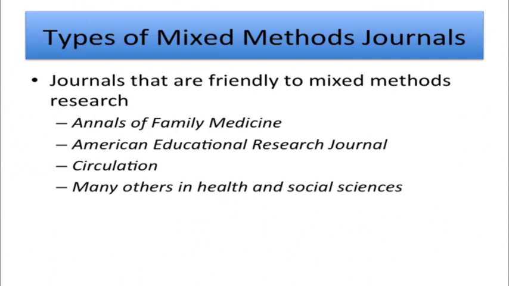The third category would be journals that I see as being friendly to mixed methods research. Now, this list of journals is growing all of the time. Some that come to mind immediately would be the Annals of Family Medicine, the American Educational Research Journal, even journals in cardiology like Circulation, and many other health and social science journals. These are journals that are publishing mixed methods studies and discussions about how to do mixed methods research.